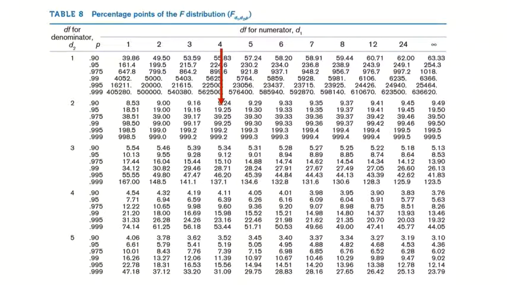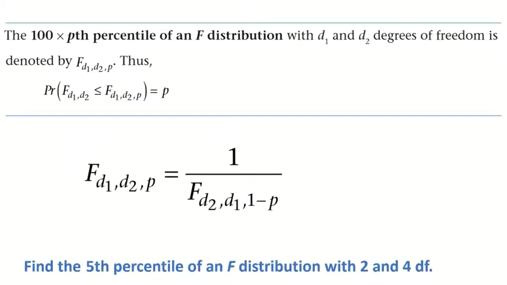So we simply have to look for the 95th percentile of an F distribution with 4 and 2 degrees of freedom, and that's 19.25. And here we can fill this up. We are going to get the reciprocal of 19.25. Okay? And the reciprocal of 19.25 is 0.513. So this is now the value of our 5th percentile of an F distribution with 2 and 4 degrees of freedom.